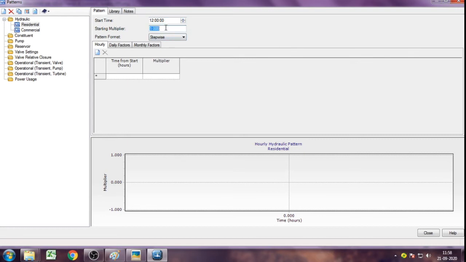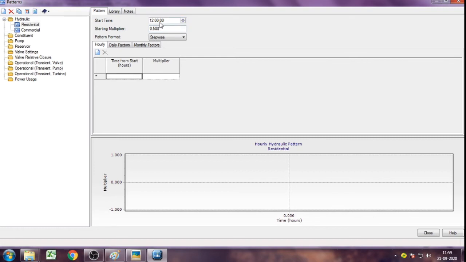Now keep the starting multiplier 0.5. So 12 am means midnight. During midnight the water demand will not be 0, but it will not be very high also. The base demand we had taken as 23 liter per minute, so we will be taking half of 23 liter per minute. They have assumed that the starting multiplier is 0.5, which means that 50% of the base demand we will be using here.